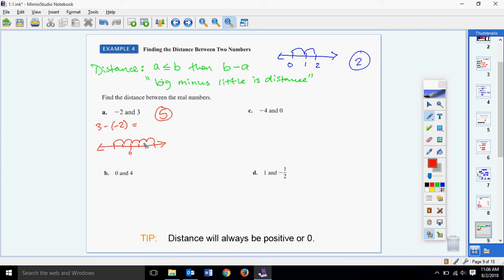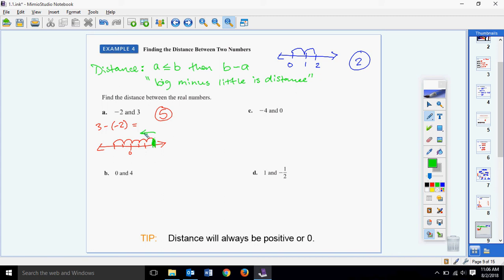Now I want to talk about this now, even though we're going to talk about it in the future. Negatives and what they do to a problem like this. So when I see this subtraction sign, and I'm at 3 here, so it's 3 minus -2. Well, minus means to go backwards, right?